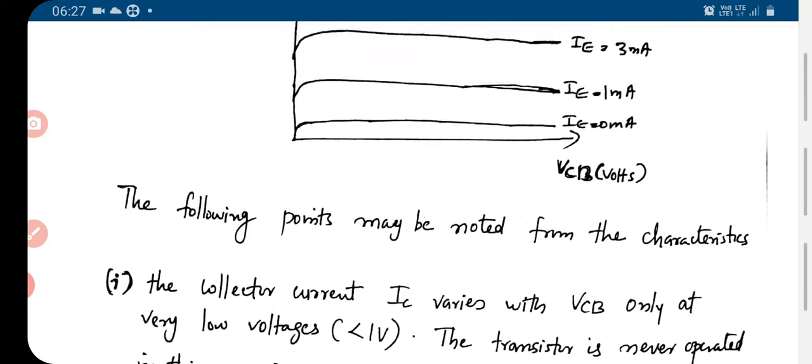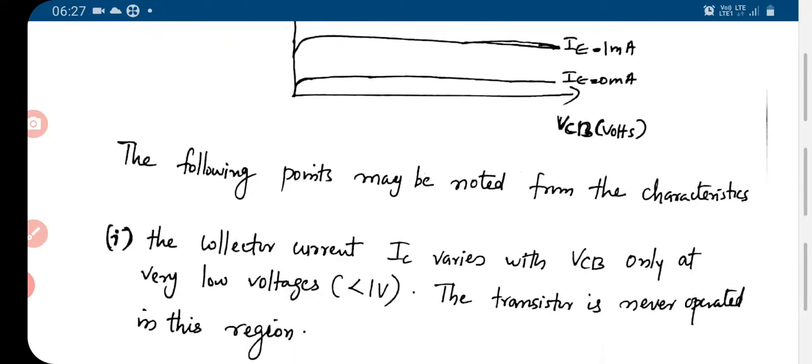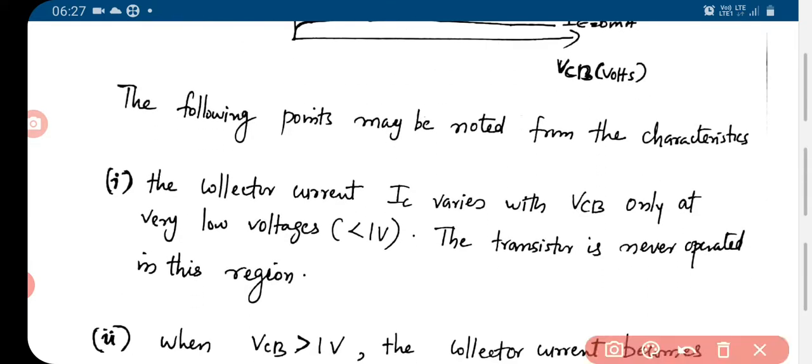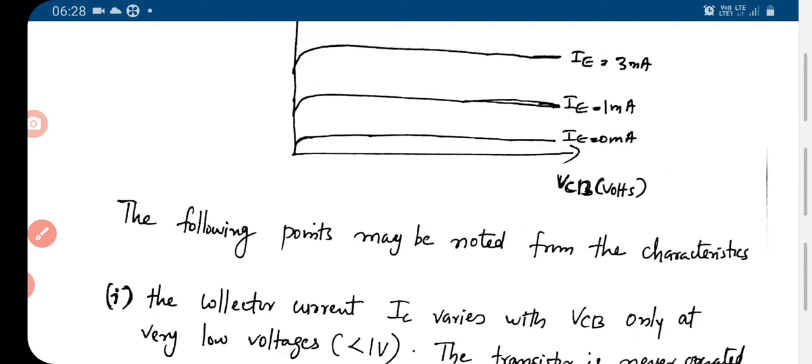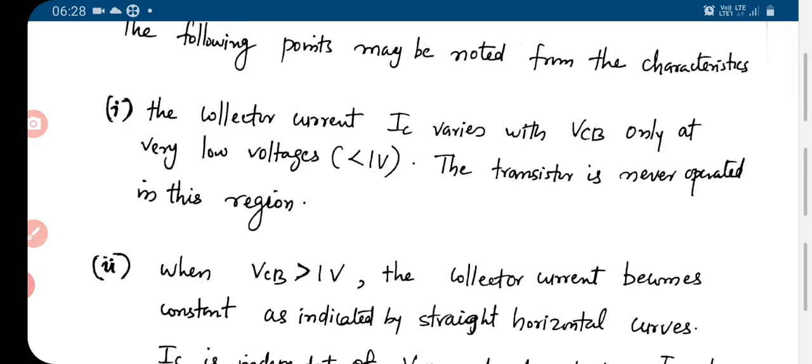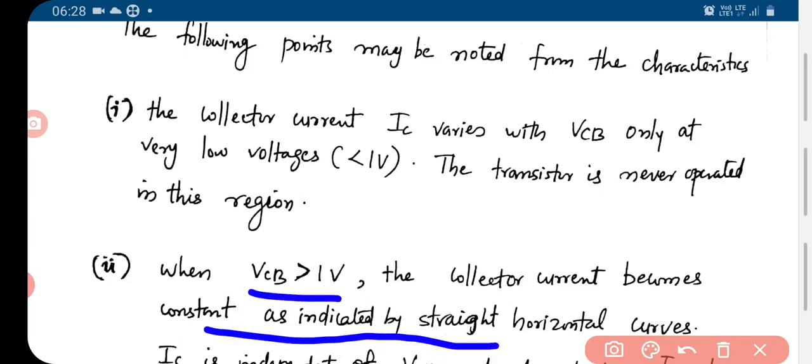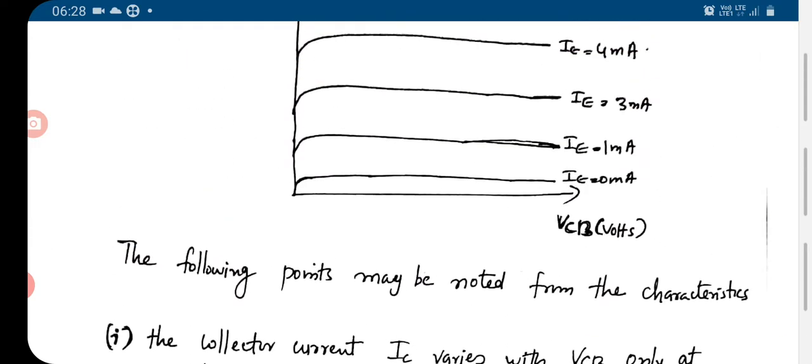So what we note from the characteristics is the collector current IC varies with VCB only at very low voltages. That variation we can see here, and above 1 volt, when VCB is greater than 1 volt, the collector current becomes a constant. We can see the collector current is constant here above 1 volt.